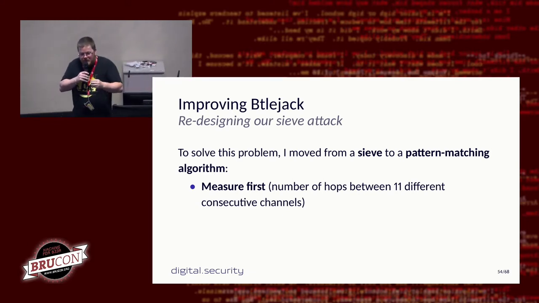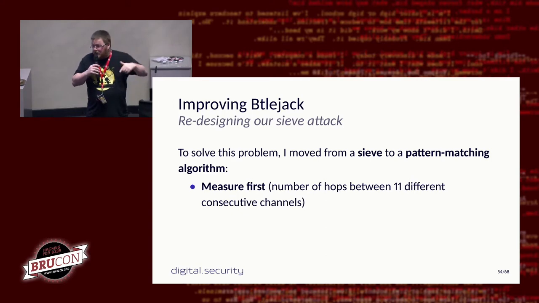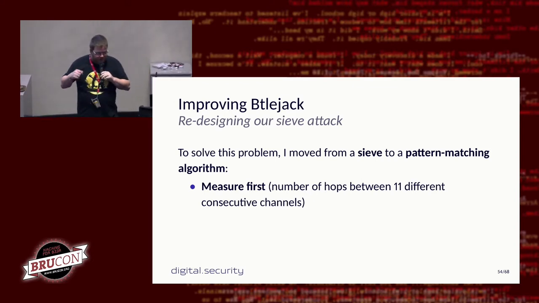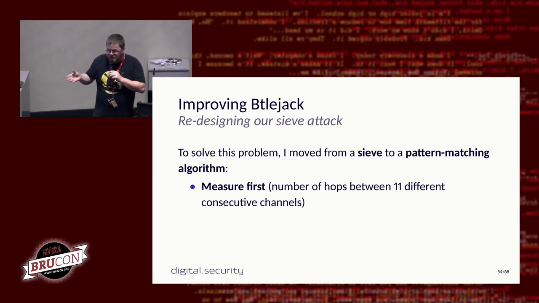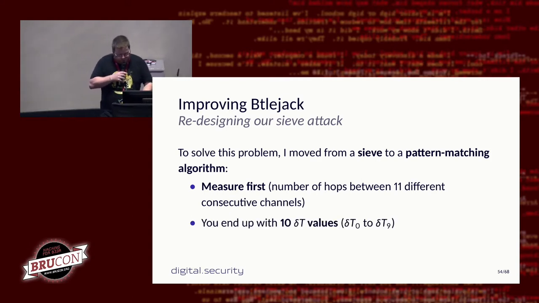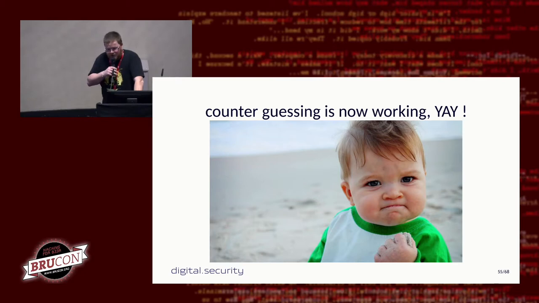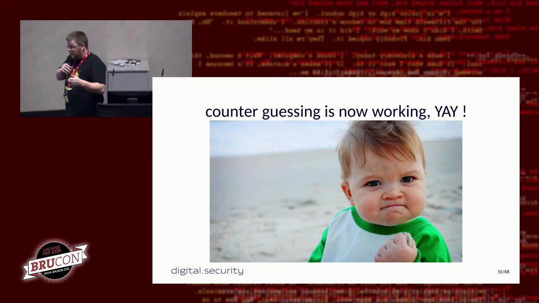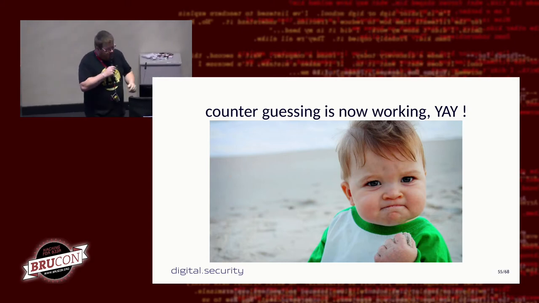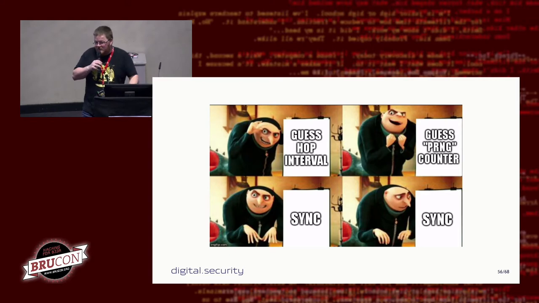To solve this problem, I moved from a sieve approach, which is basically doing a lot of rounds, eliminating a lot of candidates, to a pattern matching algorithm. So we are going to first do a lot of measures, which won't desynchronize our micro:bit device. And then, based on these measures, we are going to deduce the value of the counter. So if you take 10 measures, then you can deduce this counter and get the value you are waiting for. And it worked. Yeah, I was a bit relieved. So first step, we got the hop interval. Next step, we got the counter value. So normally everything goes as planned.